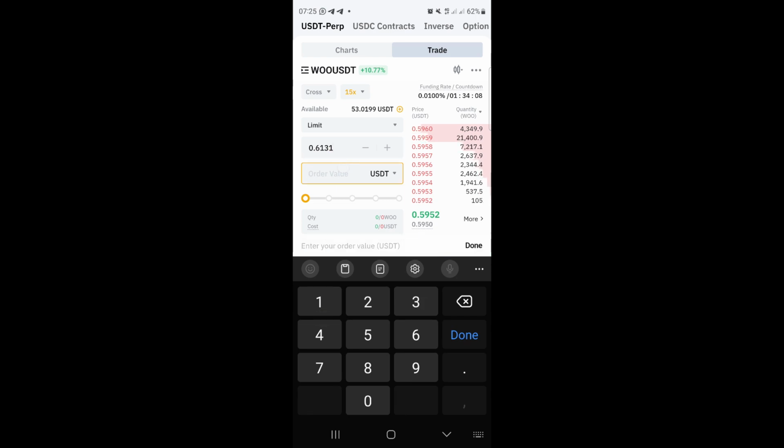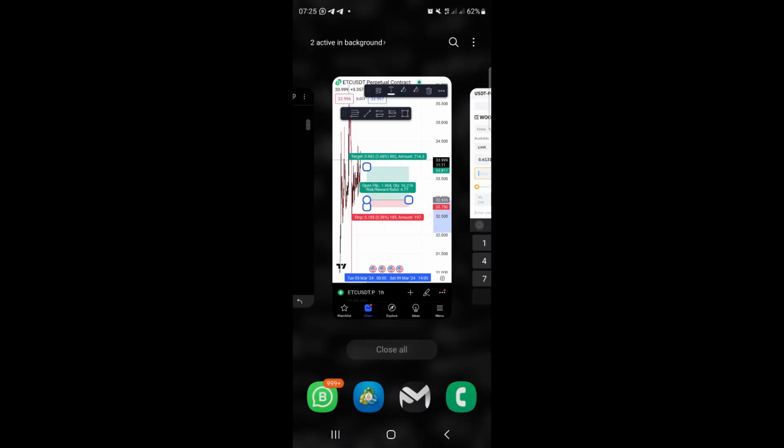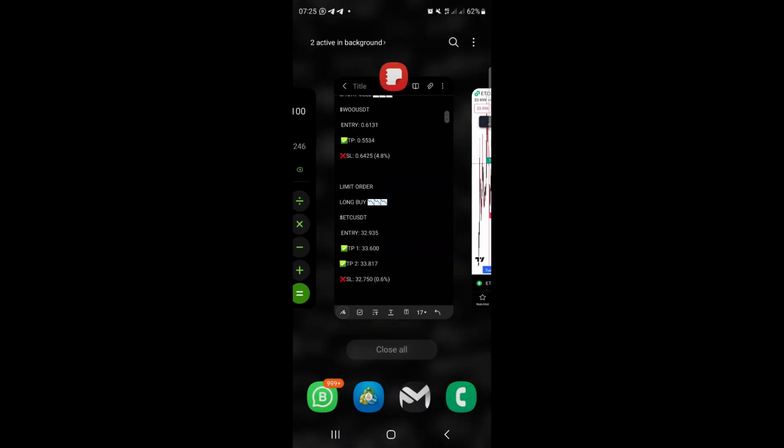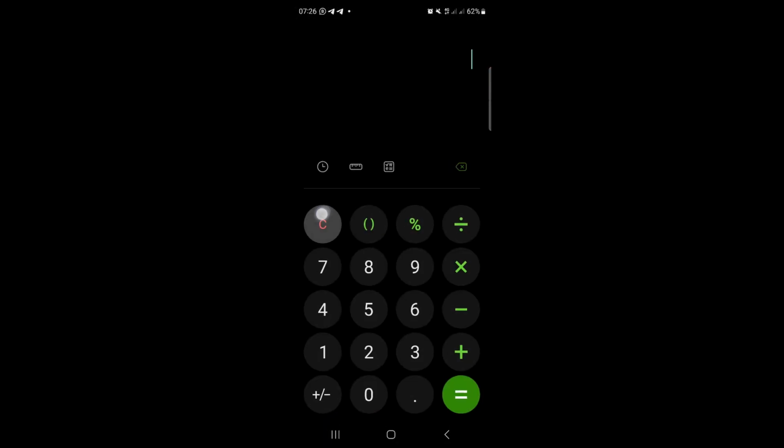How you get your order value is the most important part. Now for this trade, our stop loss percentage that we got was 4.8. So to get your order value, come to your calculator. 4.8% just means divide by 100. You divide it by 100, you are going to get 0.048. Good. Okay, put that in mind.